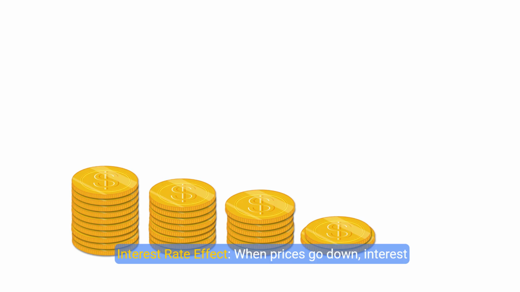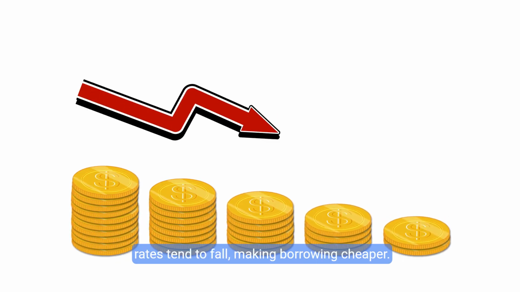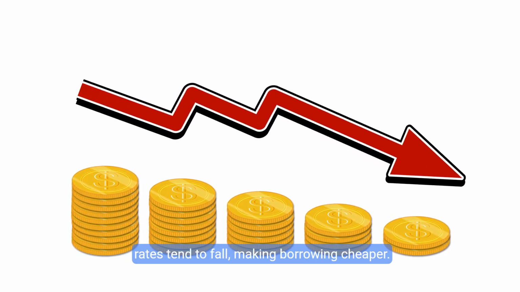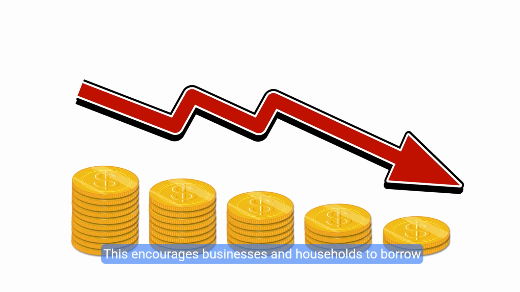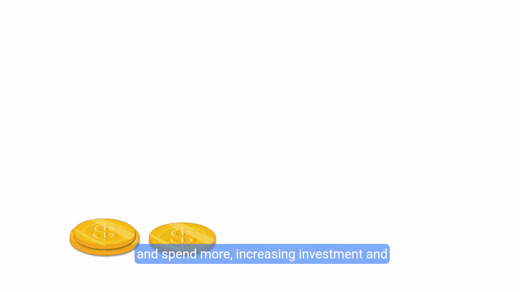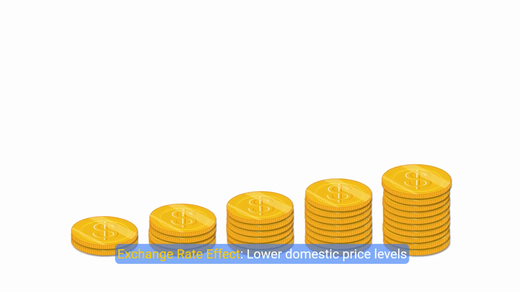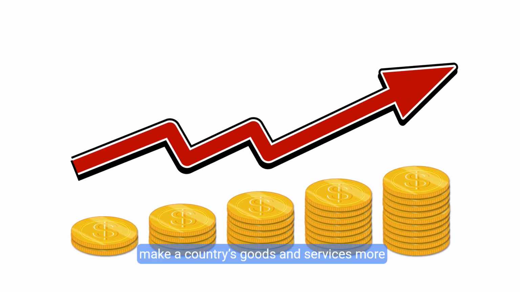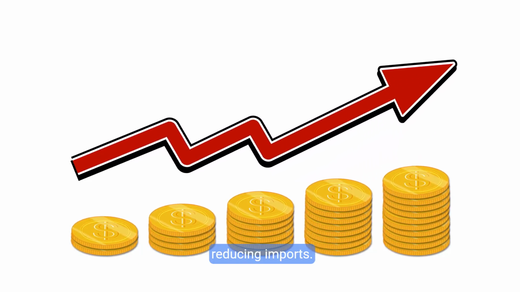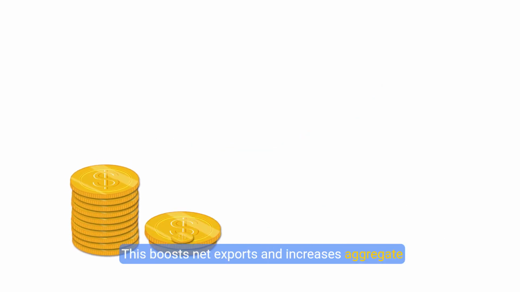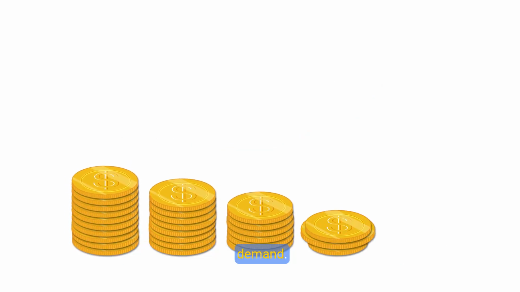Interest rate effect. When prices go down, interest rates tend to fall, making borrowing cheaper. This encourages businesses and households to borrow and spend more, increasing investment and consumption. Exchange rate effect. Lower domestic price levels make a country's goods and services more competitive abroad, increasing exports and reducing imports. This boosts net exports and increases aggregate demand.